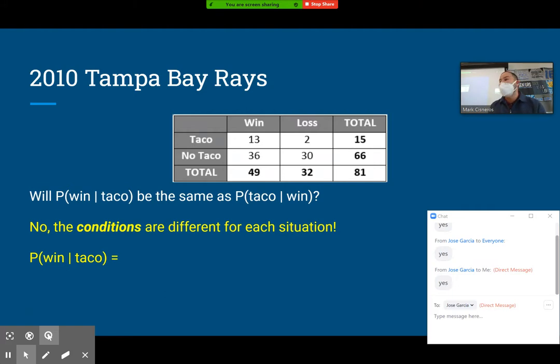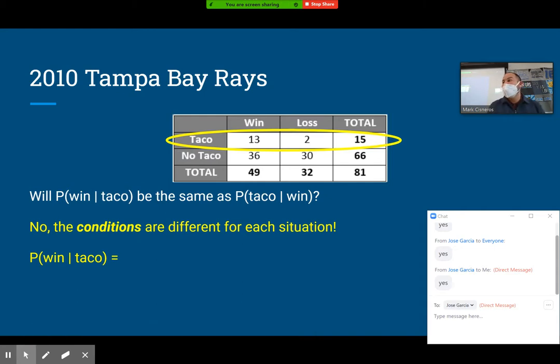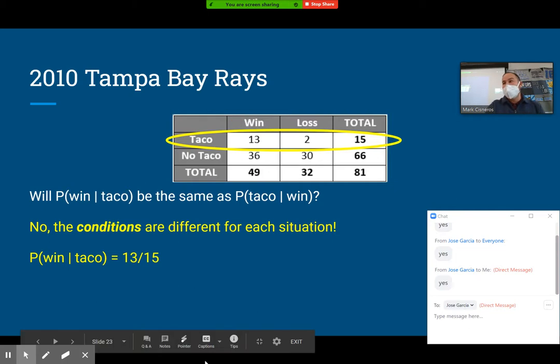No. The condition is always the second one. The condition is what? They have to get a taco. So now I'm not looking at the total wins. Now I'm looking at the total tacos. Okay. So out of those total tacos, how many times did they win the game? 13. Okay. So 13 out of 15 total tacos.